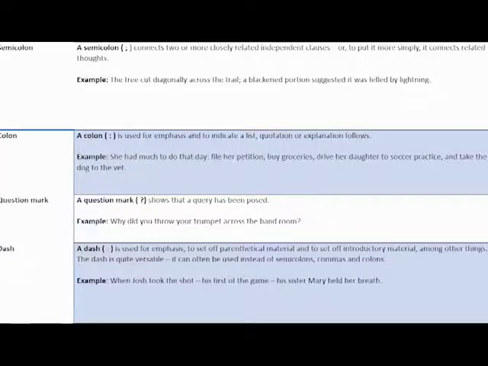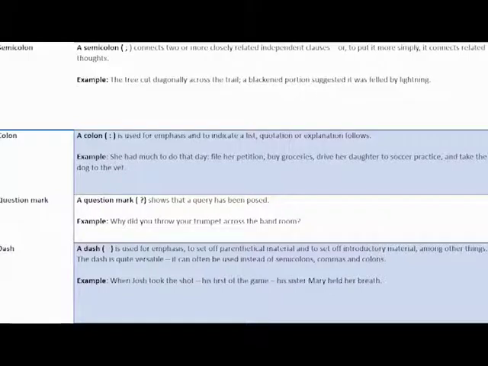And then lastly, we have a dash. So we say a dash is used for emphasis, to set off parenthetical material, and to set off introductory material, among other things. So we say that the dash is quite versatile. It can often be used instead of semicolons, commas, and colons. So sometimes we can use a dash in place of a semicolon, a comma, and also colons.